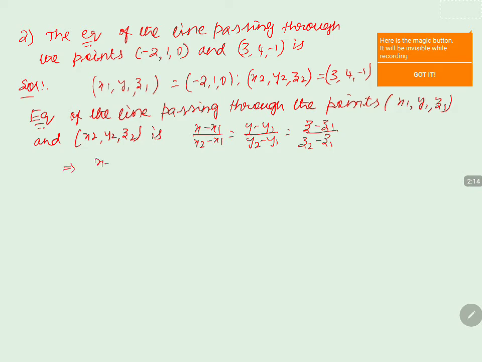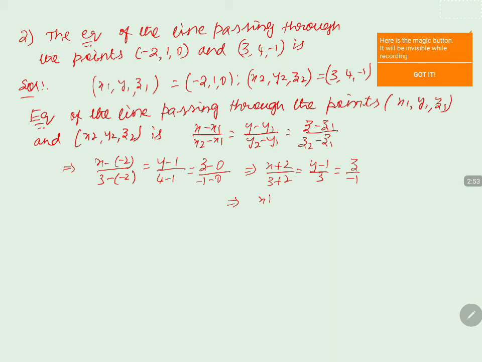That is equal to x minus of minus 2 by x2 minus x1, that is 3 minus of minus 2, is equal to y minus y1, that is 1, by y2 minus y1, that is 4 minus 1, is equal to z minus z1, that is 0, by z2 minus z1, that is minus 1 minus 0. That is equal to (x plus 2) by (3 plus 2) is equal to (y minus 1) by 3 is equal to z by minus 1.